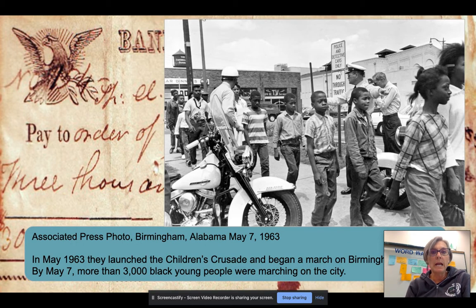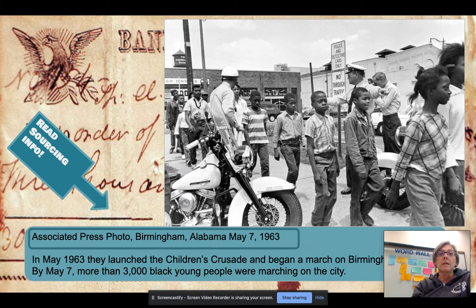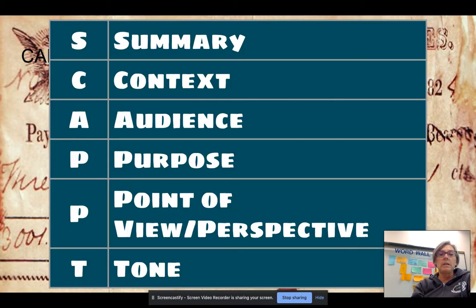The first thing you do with any primary source document is you look at the sourcing information. Don't ignore it. Don't move on. You can get so much information just from that sourcing information. For example, this photograph is a picture of the Children's Crusade in Birmingham in 1963. I know that the Birmingham Children's Crusade was launched because young Black people were fed up with segregation in their city. So, looking at that, we can move on and start to look at our analysis tool, taking it apart.